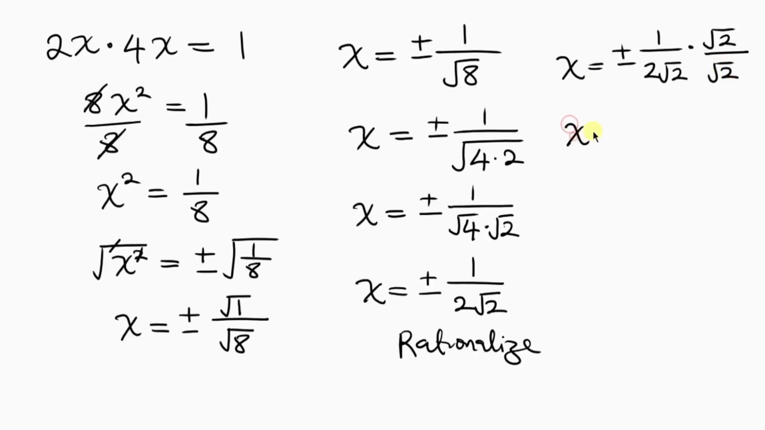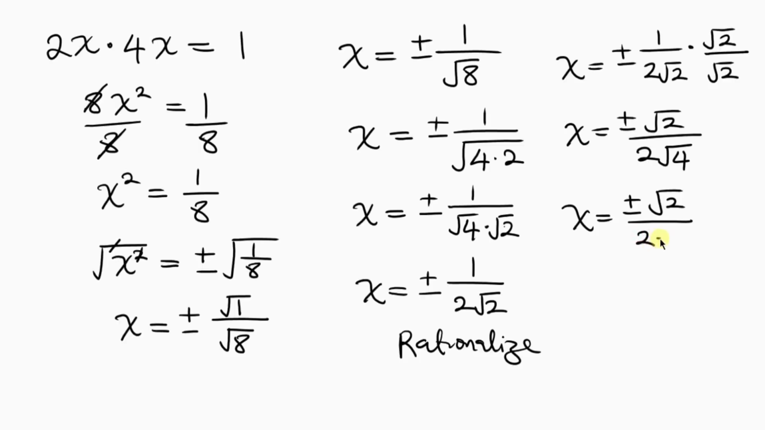So that this becomes x equal to plus or minus 1 times the square root of 2, which is the square root of 2, all over the denominator. This is 2. And then multiplying the surd, which is the square root of 2 times the square root of 2, we have the square root of 4. And then simplifying further, x will be plus or minus the square root of 2 all over 2 times the square root of 4, which is 2.